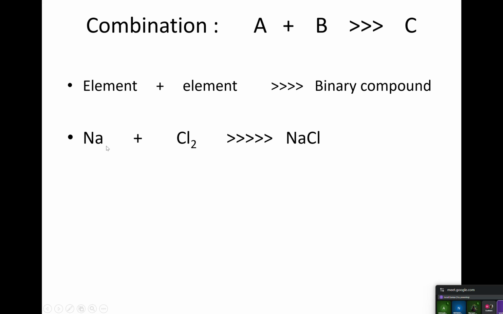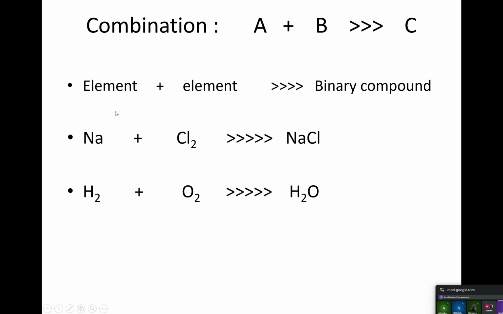What will be the state? Solid. So yes, you're going to have (s) for solid in your bracket here. You're going to have your bracket here, (g) for gas, the chlorine gas. And then it results in the formation of a solid as well, (s) will be just right here, sodium chloride.